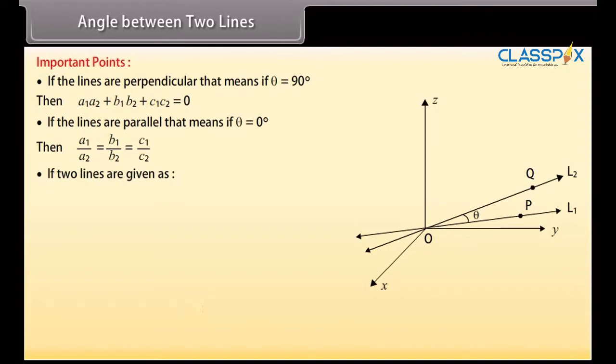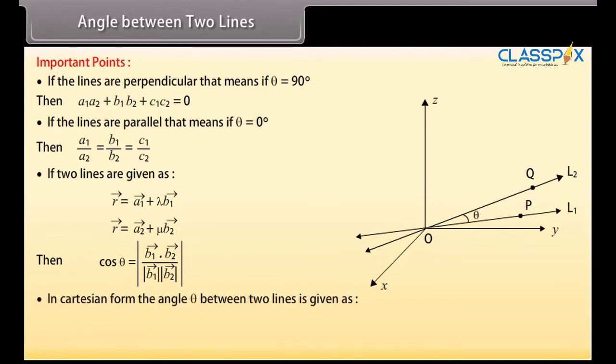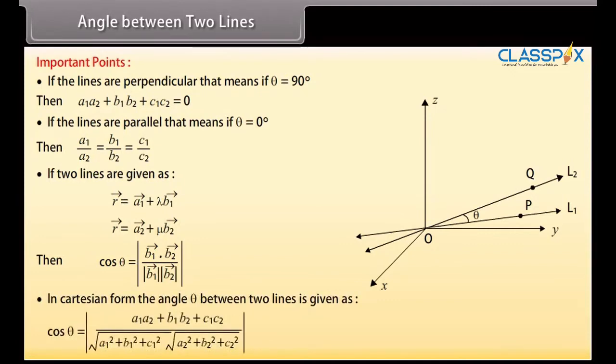If two lines are given as vector r equals vector a1 plus lambda vector b1, and vector r equals vector a2 plus mu vector b2, then cos theta equals the modulus of vector b1 dot vector b2 by modulus of vector b1 into modulus of vector b2. In Cartesian form, the angle theta between two lines is given as cos theta equals the modulus of a1 a2 plus b1 b2 plus c1 c2 divided by the square root of a1 square plus b1 square plus c1 square into the square root of a2 square plus b2 square plus c2 square.